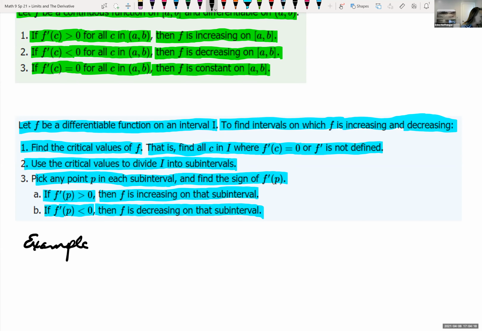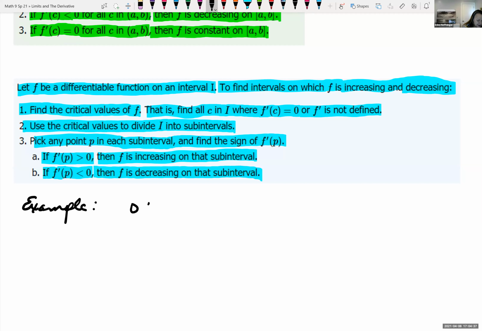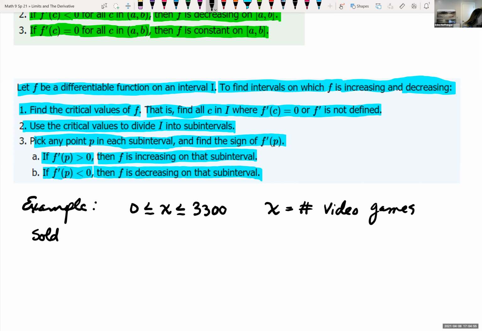We're given that a manufacturer sells video games with the following cost and revenue functions in dollars, where X is the number of games sold, and X has to be between 0 and 3,300. So 0 is less than or equal to X, which is less than or equal to 3,300. X equals the number of video games sold.